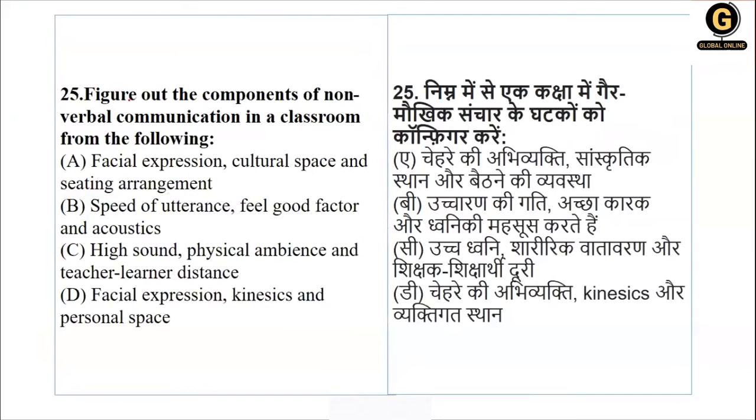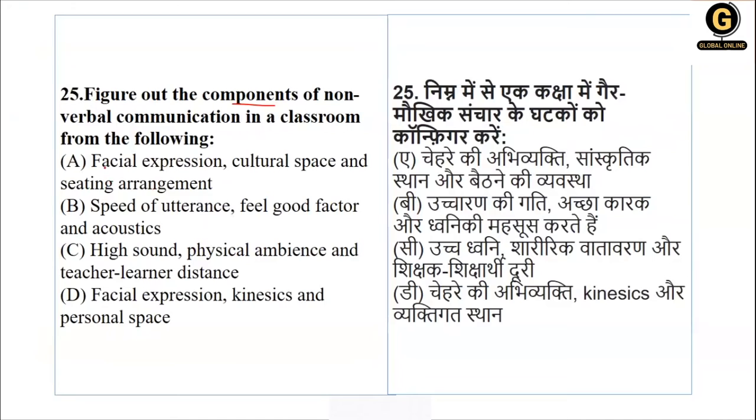Next, figure out the components of. Components का मतलब होता है factors. Non-verbal communication in a classroom. I mean, non-verbal communication. Don't jump to the answer. Read all the options carefully. Facial expression, cultural space and sitting arrangement, speed of utterance, feel good factor, and acoustics, high sound, physical ambience, and teacher-learner distance, facial expression, kinesics, and personal space.